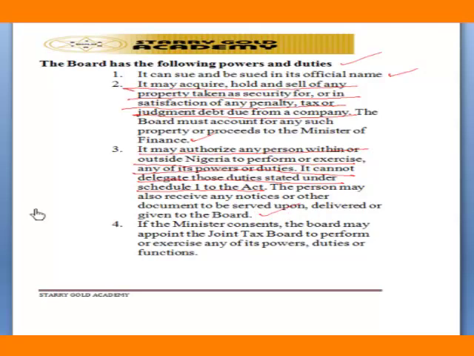Is that okay? Number four here, we are looking at, if the minister consents, the board may appoint the Joint Tax Board to perform or exercise any of its powers, duties, or functions. The Joint Tax Board is another board, another tax administration body that we'll be looking at in due course.